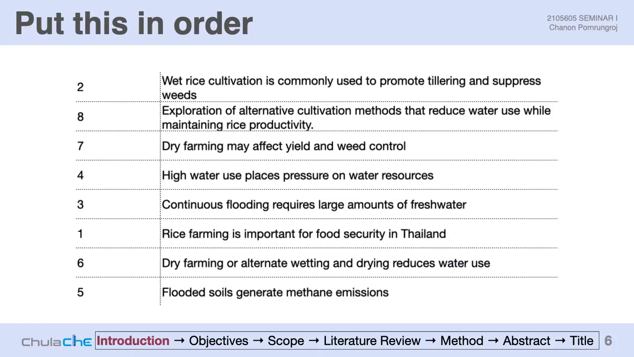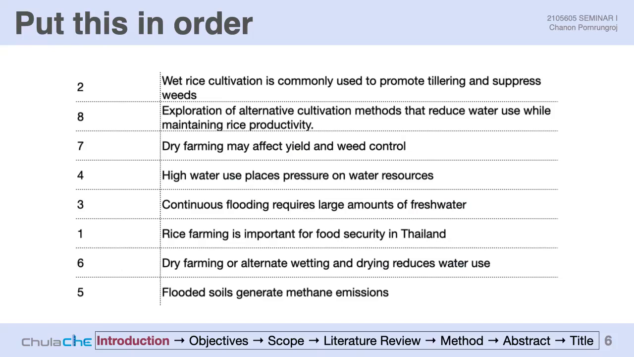So the context is that rice farming is important for the food security of Thailand. Rice cultivation commonly uses flooding to promote tillering and suppress weeds. So we need to flood the land in order for the new shoots of the rice to grow up and to kill the weeds surrounding it. So we have used wet in alternation with dry for a very long time.